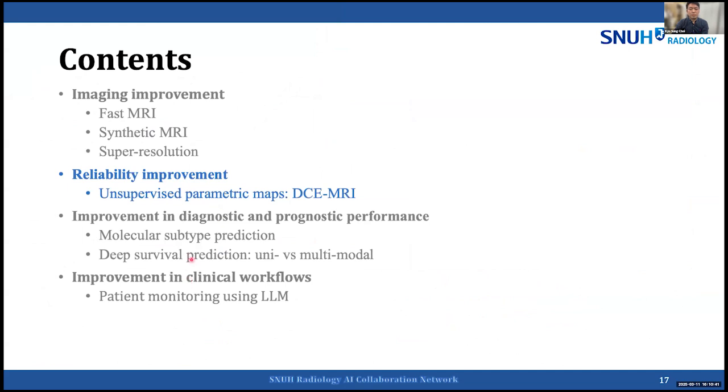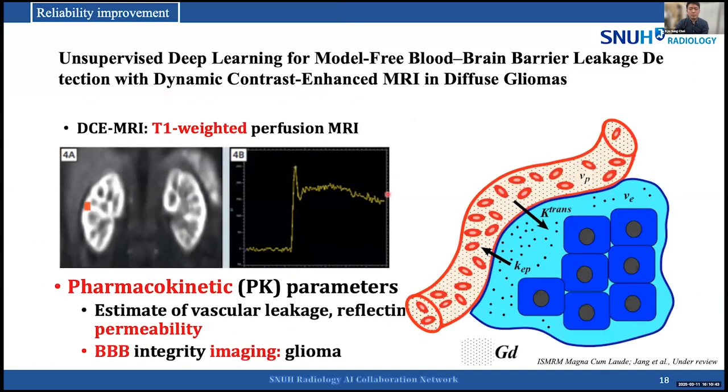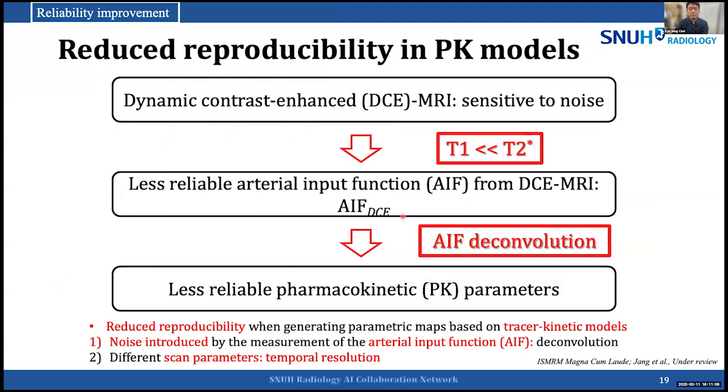Let's move on to the reliability improvement. For reliability improvement, we propose unsupervised deep learning for model-free blood-brain barrier leakage detection with DCE MRI. DCE MRI, based on T1-weighted signal intensity, can generate PK parameters such as K-trans and Ve, which estimate vascular leakage or BBB integrity in various diseases, including glioma.